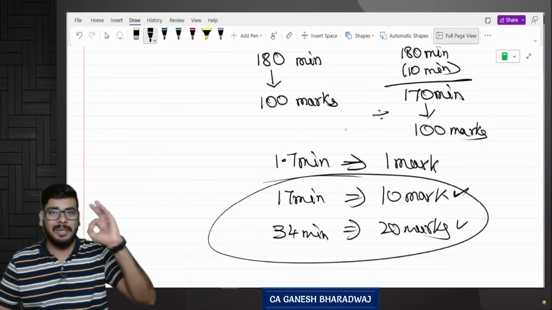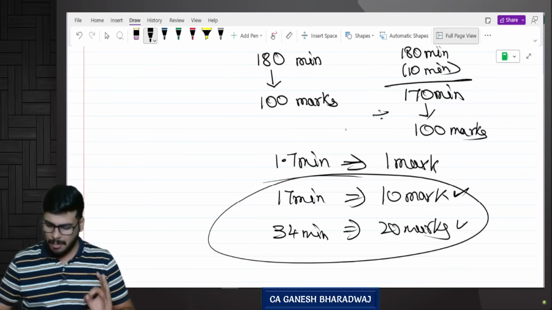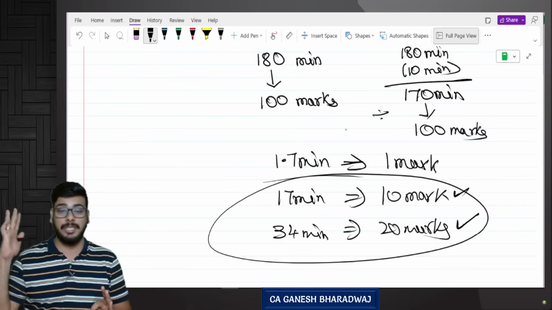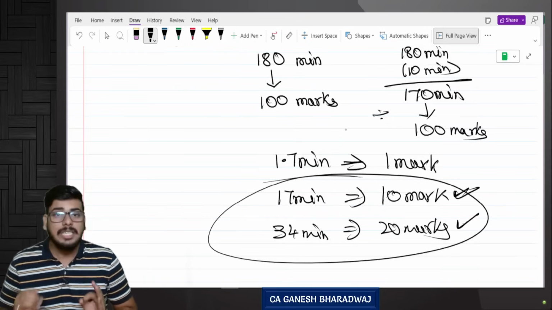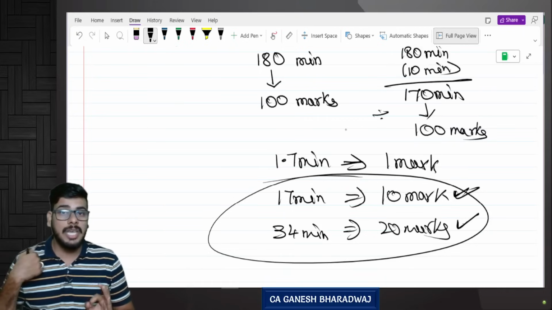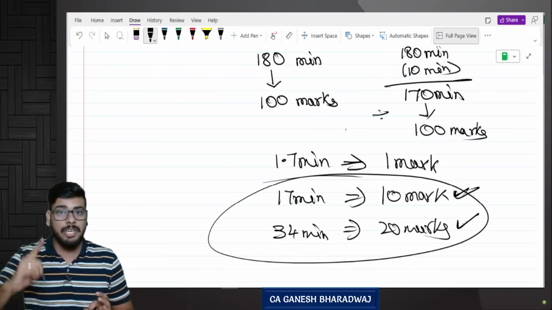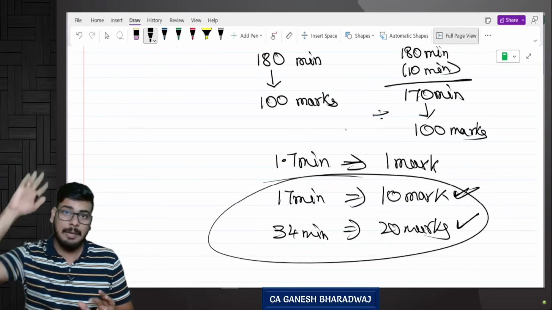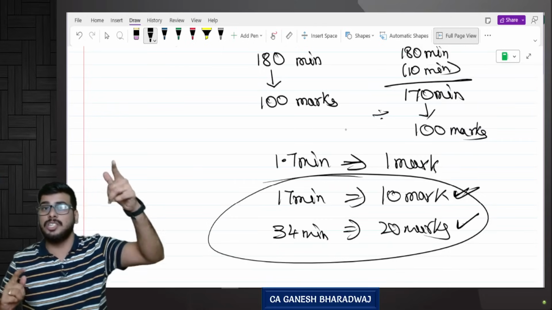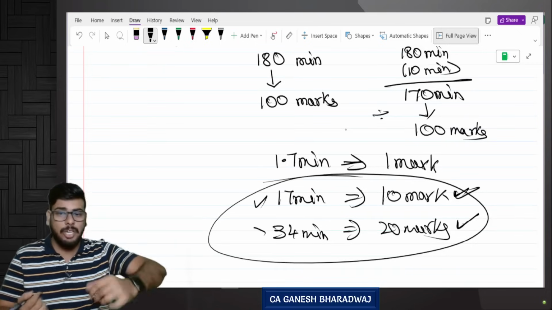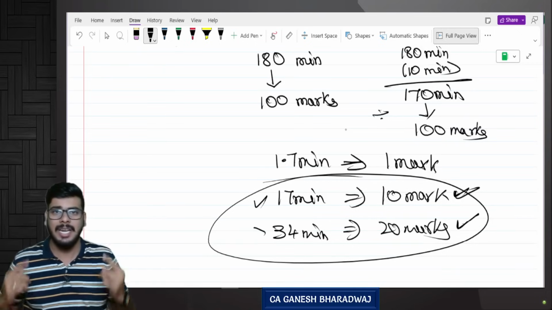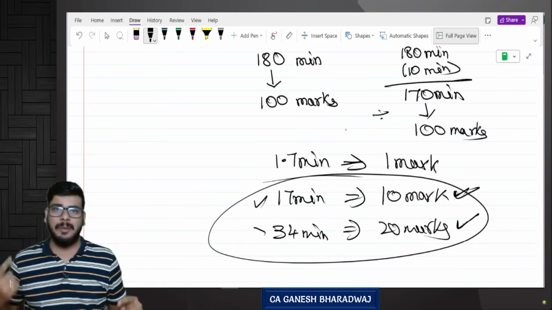So for a 10 mark question, you can maximum take 17 minutes. For a 20 mark question, you can maximum take 34 minutes. Suppose in a 10 mark question, you are writing and 17 minutes you have crossed. Then tell yourself that you are working on borrowed time. You are borrowing the time of the next question and writing. So in the next question, you should be able to set it off and do it. Have this timer. You need not keep looking at the watch again and again. It's a mental timer that comes automatically by itself.